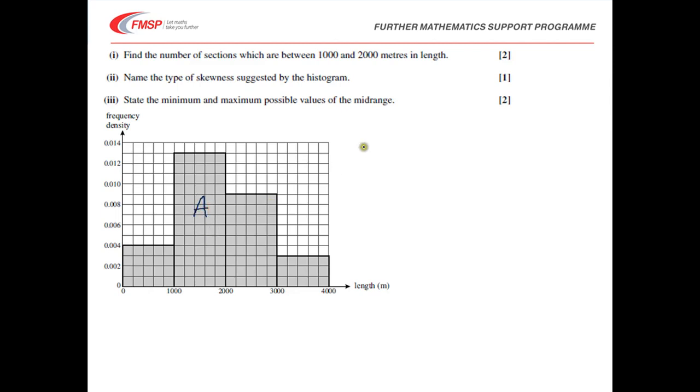So for part 1 I need area A, which is 1000 times 0.013, which is 13, so there are 13 sections. The data is skewed to the left, so that's positive skew.